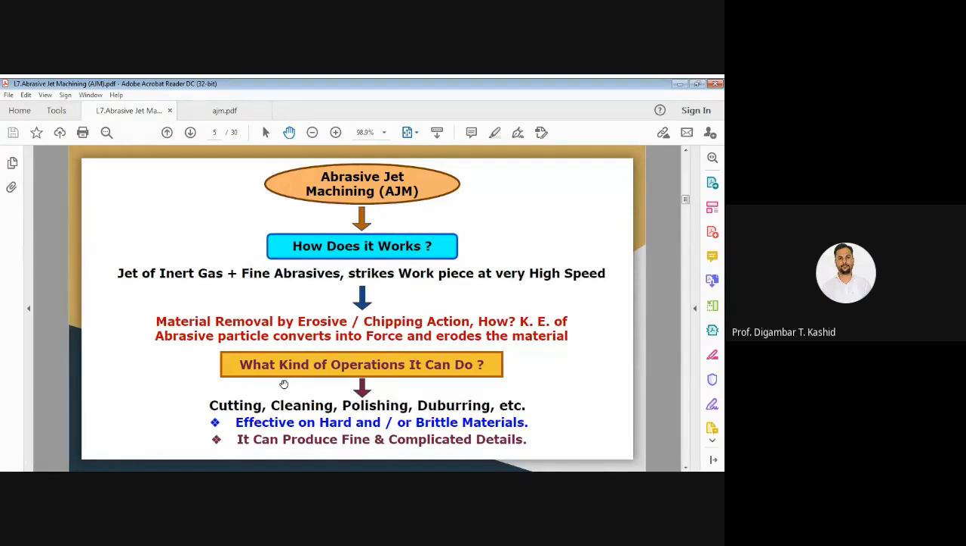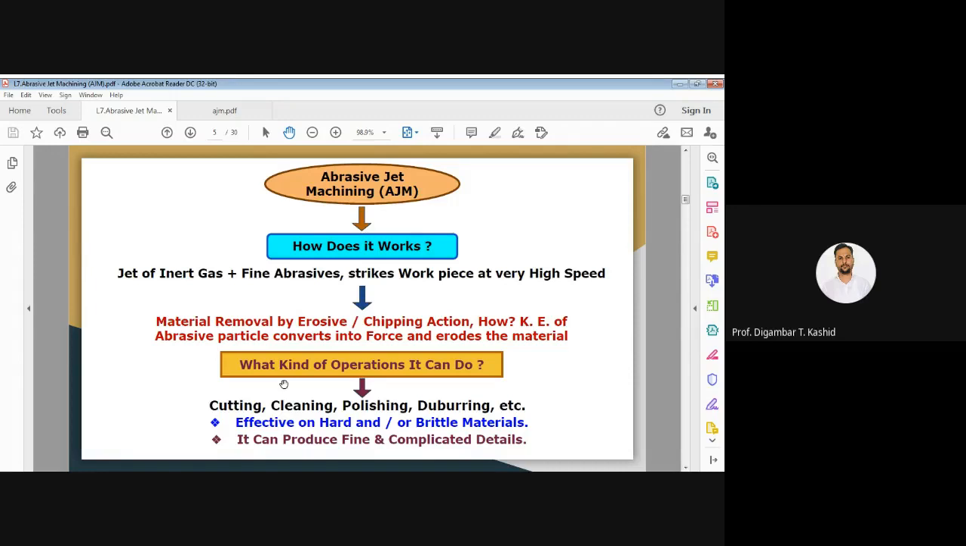abrasive machine. So this particular process is more efficient on hard and brittle material as compared to ductile material. Okay, so in case of ductile material, the performance of the process is not very good as in case of brittle or hard material. Okay, it can produce fine and complicated details also onto your workpiece.